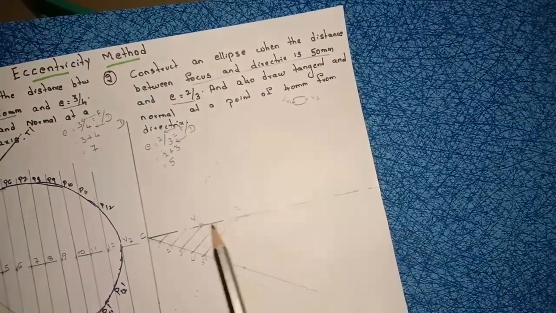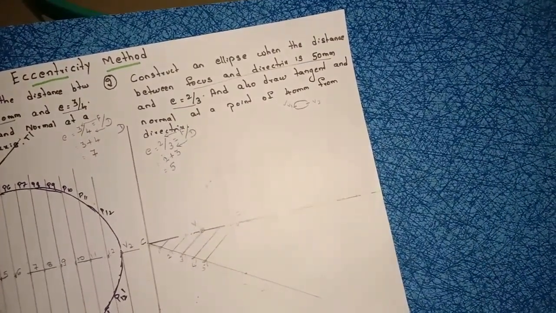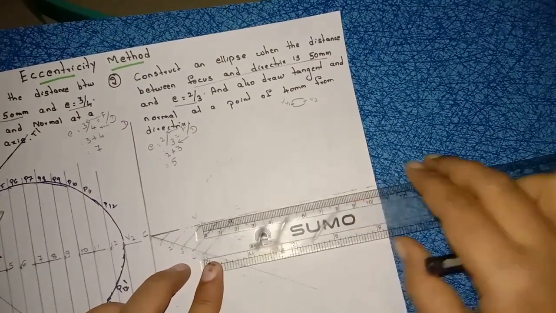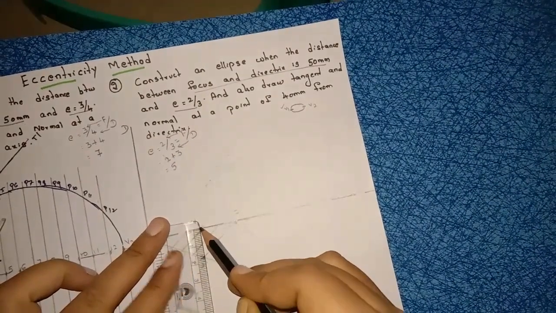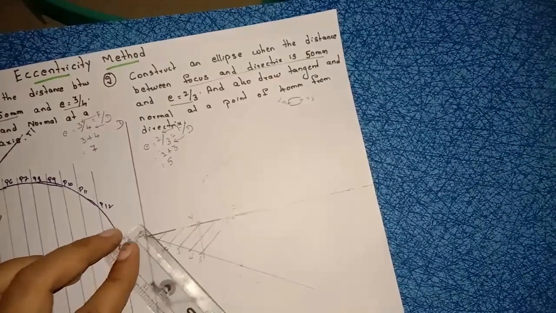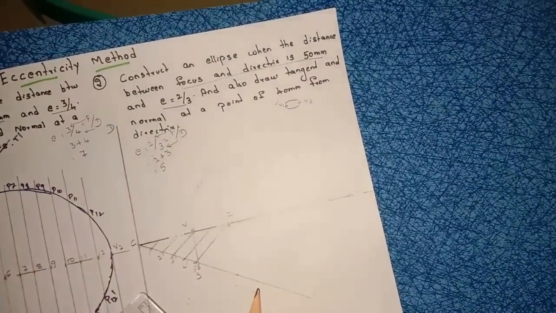Then after that what do we have to do? Measure this distance V1 to F. The distance V1 to F is 20 mm, right? So draw 20 mm in a vertical manner, right? Now name this point as S, right?